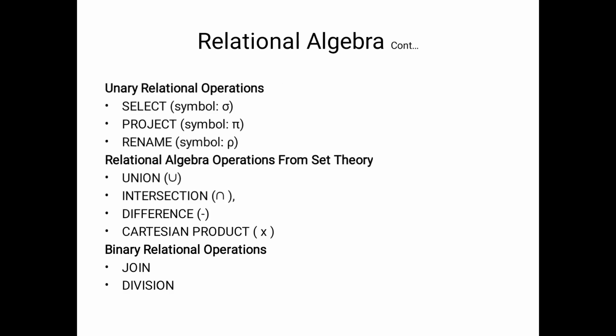Actually this is the information about unary relational operations. In the next session we will discuss relational algebra operations from set theory. The examples are union, intersection, difference, Cartesian product.